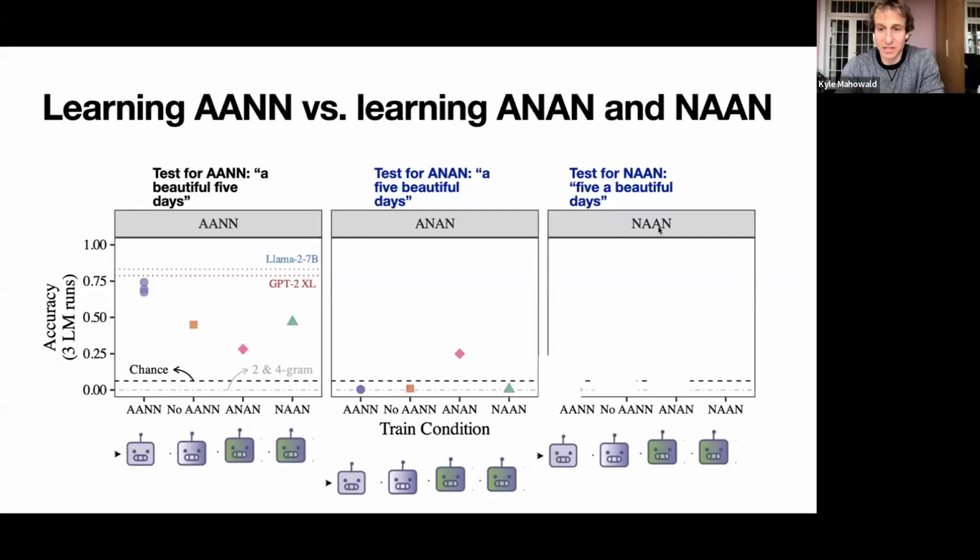And now, again, we're going to test, can we get it to learn 5 A Beautiful Days? And again, it learns it a bit when we put exactly that structure into the corpus. But it's, again, not nearly as good as the AANN. So what this suggests, right, is that it's not just the case that any old version of this construction can get learned by the model. There's something special about the AANN relative to A 5 Beautiful Days and 5 A Beautiful Days.